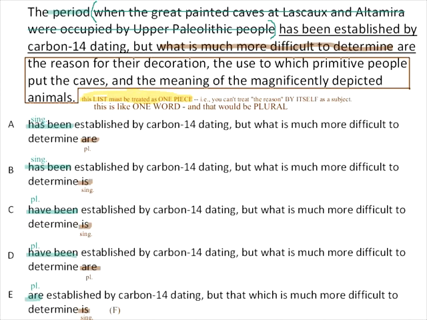Choice F could be something like has been established by C14 dating, but more difficult to determine R. And then that's F, and then I'll also give you G, and then I'll have you guys pick. Okay, that's choice F. And now here's choice G.